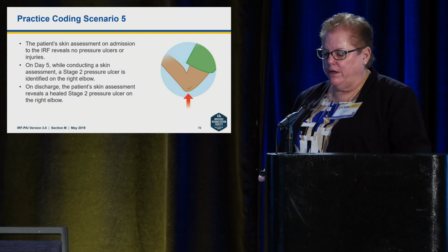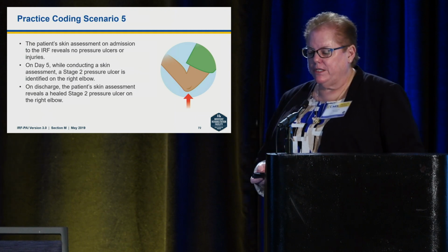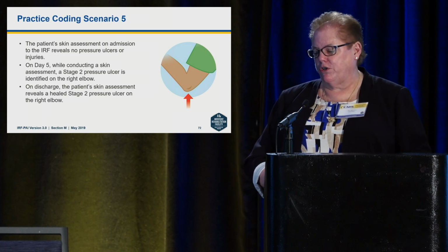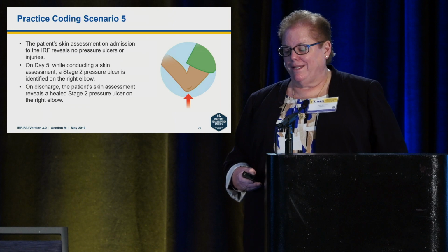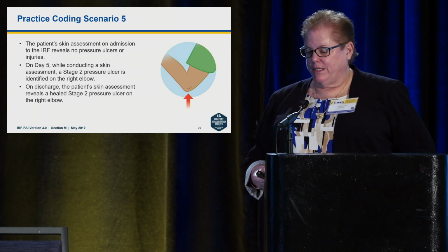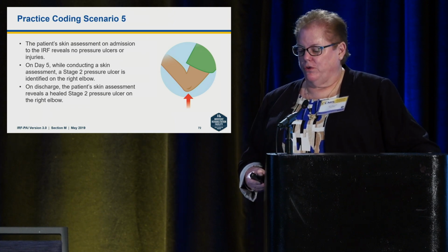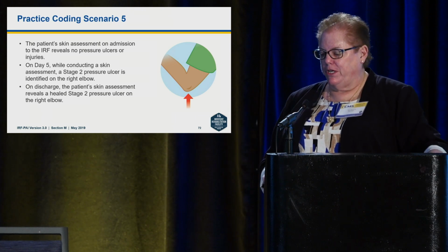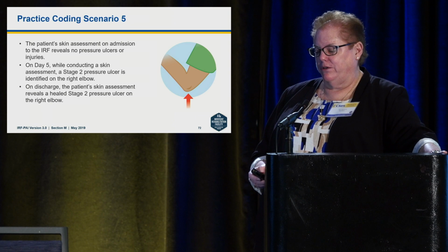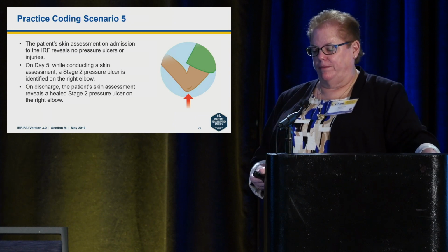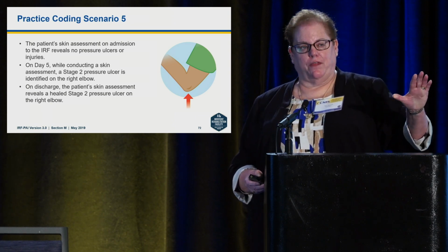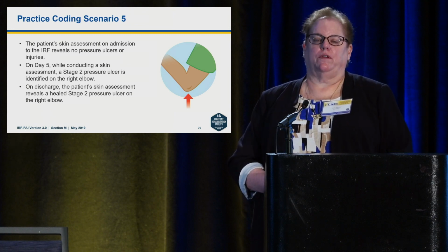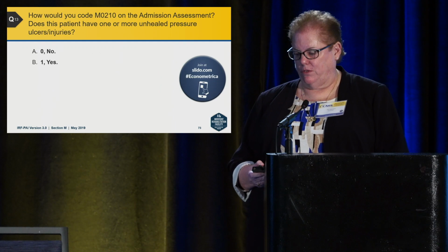So let's look at another coding scenario. In this coding scenario, a patient's skin assessment on admission to the IRF reveals no pressure ulcers or injuries. On day 5, while conducting a skin assessment, a stage 2 pressure ulcer is identified on the right elbow. On discharge, the patient's skin assessment reveals a healed stage 2 pressure ulcer on the right elbow. So they came in with nothing, they developed a stage 2, and at discharge, they've healed the stage 2. So how are we going to answer this one?